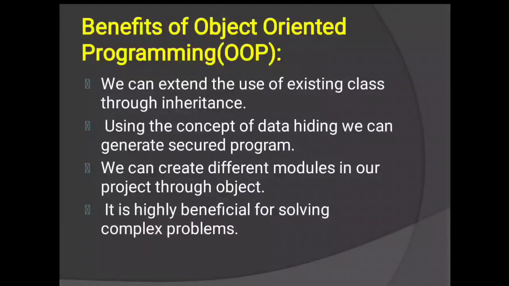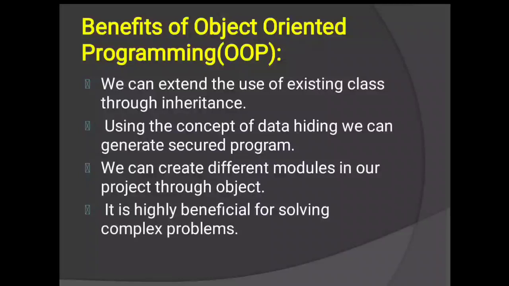Okay, then using the concept of data hiding we can generate secure programs. In procedure-oriented programming, whatever we declare is under the public section, but in object-oriented programming that part is divided into three types: private, protected and public. If we declare the data in the private section, then that data can be used under the class only.